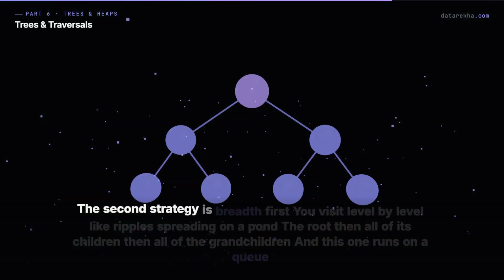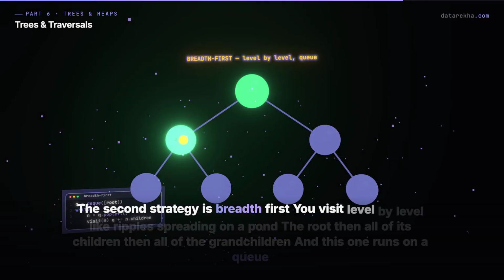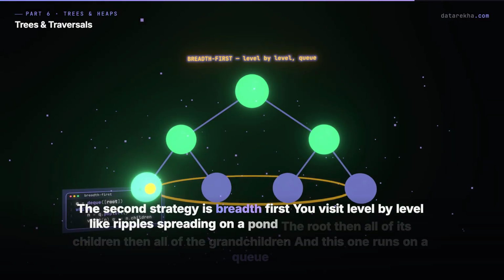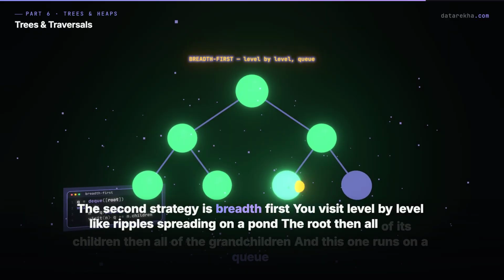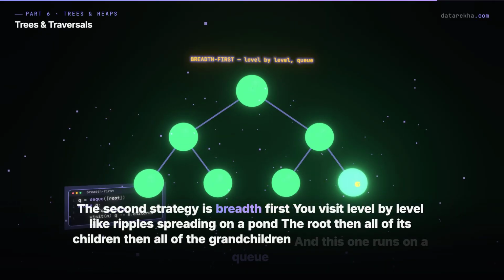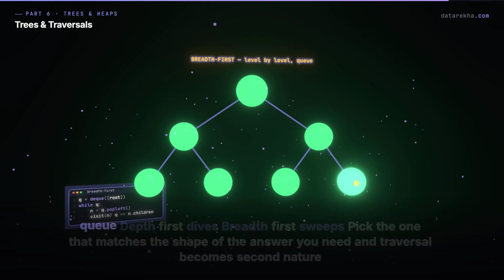The second strategy is breadth first. You visit level by level like ripples spreading on a pond. The root, then all of its children, then all of the grandchildren. And this one runs on a queue.